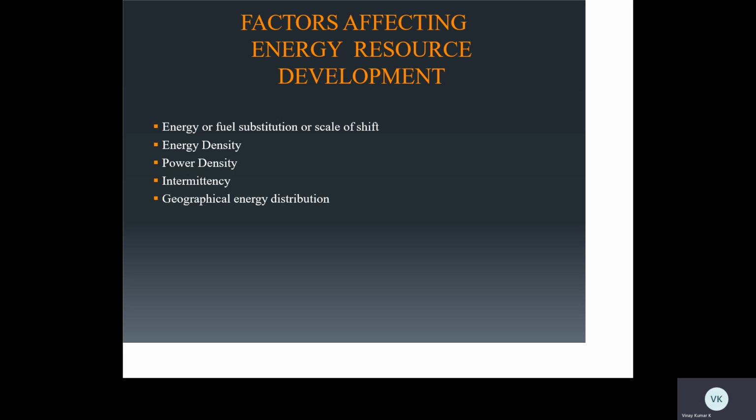And the next factor is the power density. What is meant by power density is it refers to the rate of energy production per unit of earth's area, and usually it is expressed in watts per square meter. So the power density is the rate of energy production per unit of earth's area.